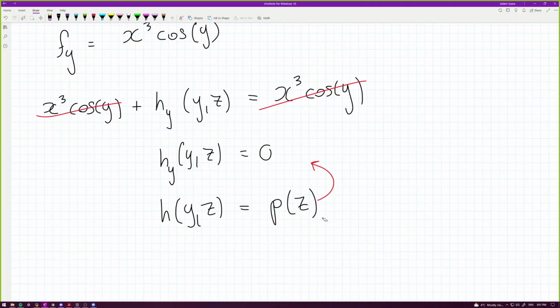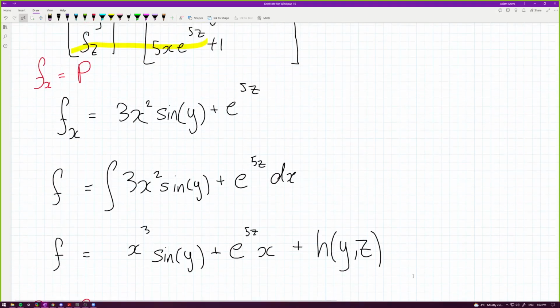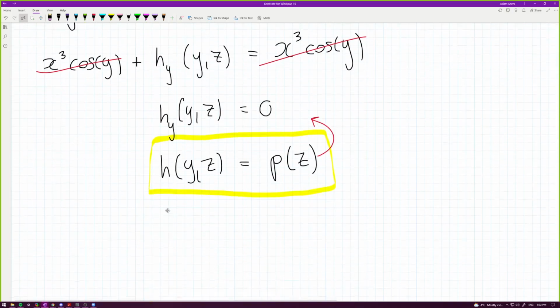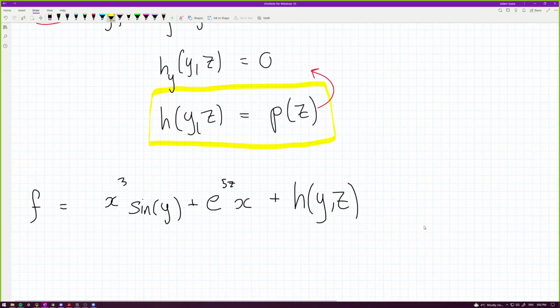I will continue solving this question, however. So now that I've determined that h of yz is equal to p of z, just some other function p of z, I can go back up to this equation, which was the original thing that we found. And I can now replace h of yz. h of yz is actually just a function of z. It's x cubed sine y plus e to the 5zx plus p of z.